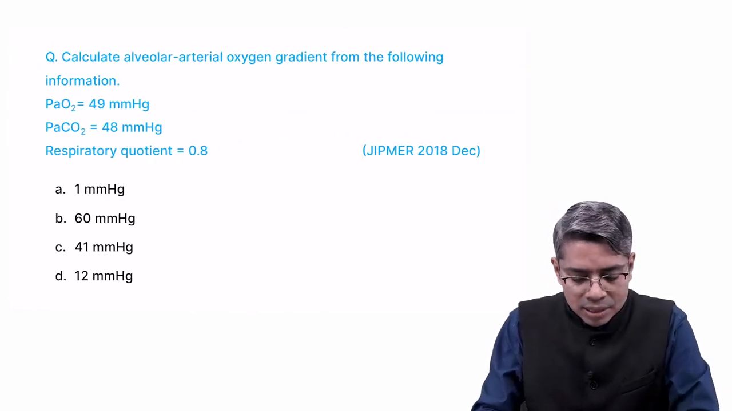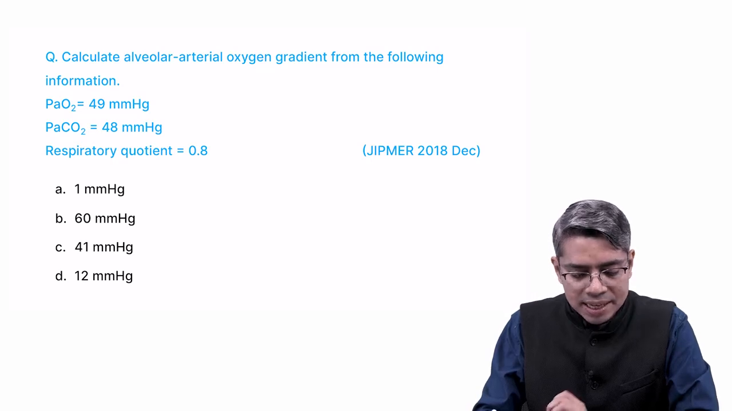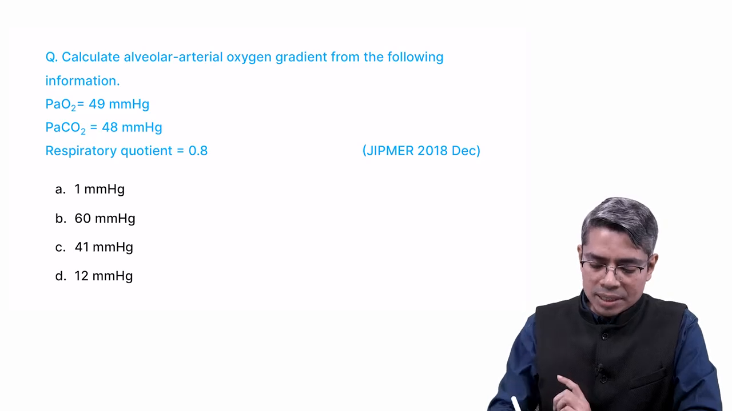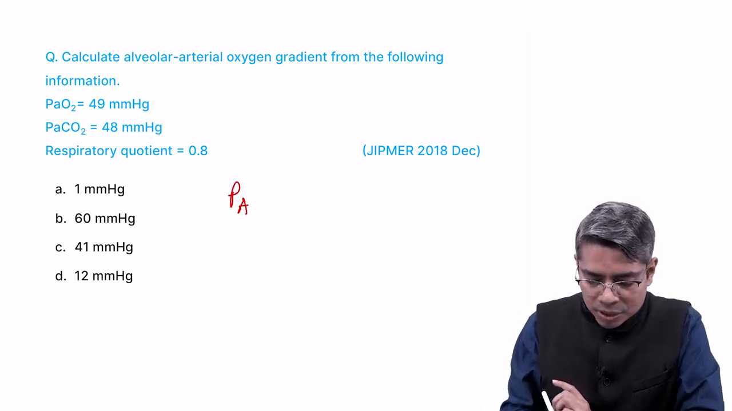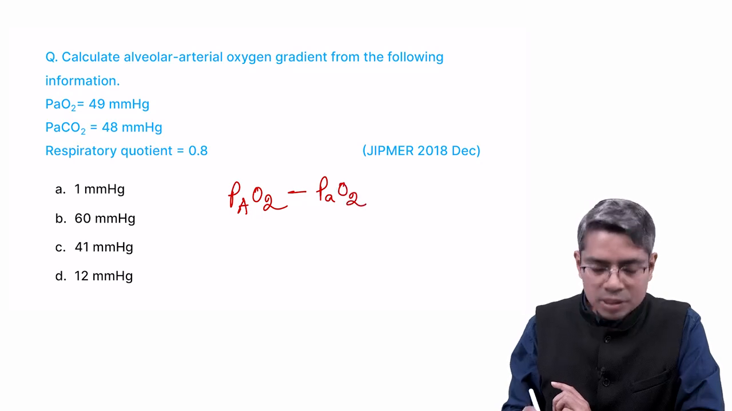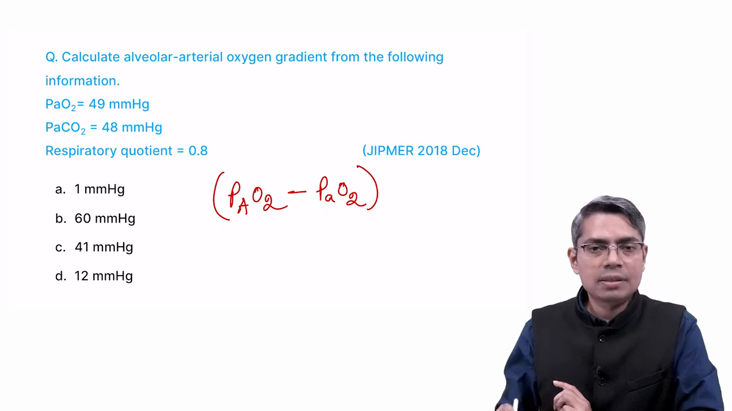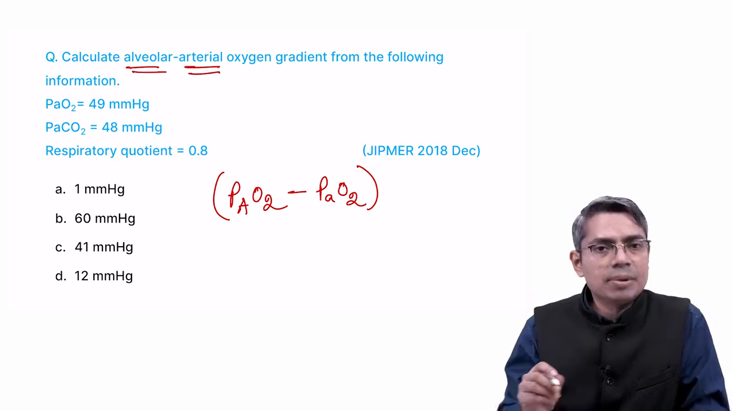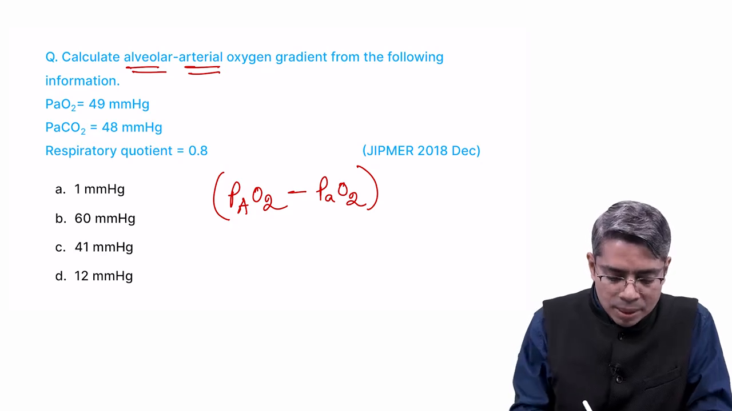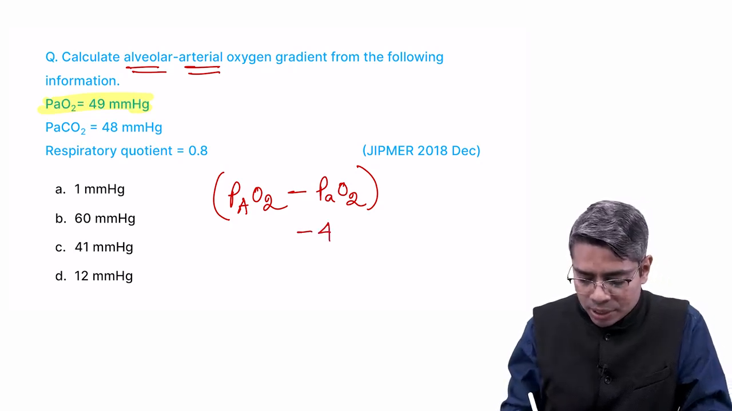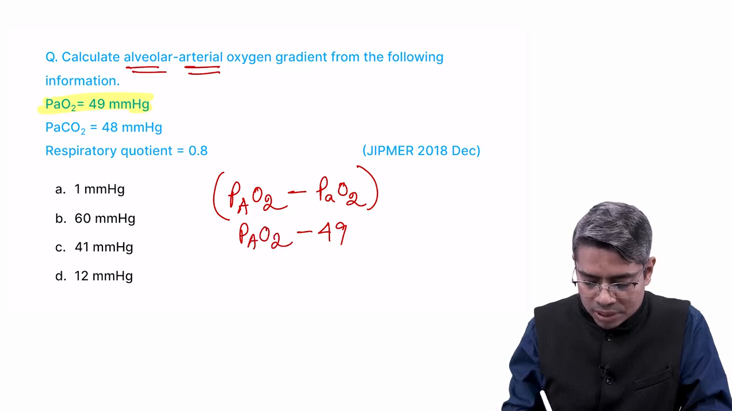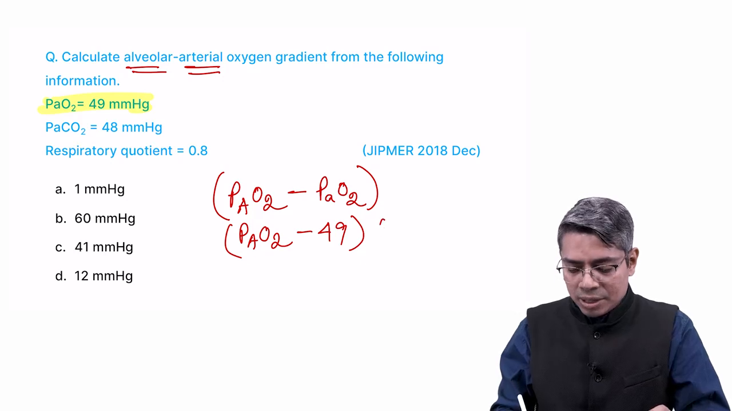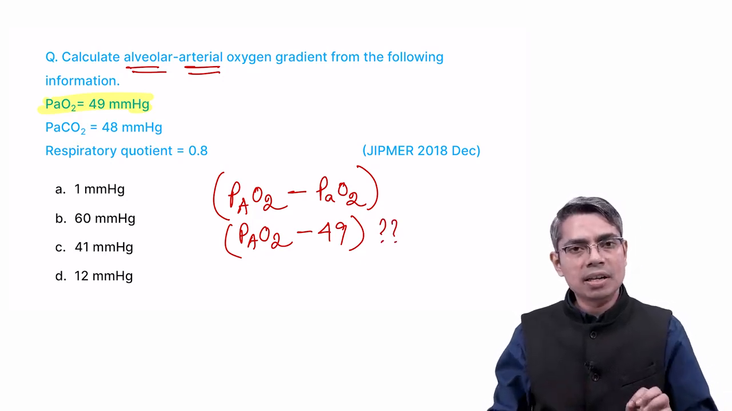The second question: calculate the alveolar arterial oxygen gradient from the following information. So what are we going to calculate here? We are going to calculate the partial pressure of oxygen in the alveolar gas, then the partial pressure of oxygen in the arterial blood, and the difference between these is known as the gradient of partial pressure of oxygen between alveolar and arterial blood. Now if you look at the values, the small a PaO2 is already given, that is 49. So you have to calculate the capital A PAO2, and only then are you going to find out this alveolar arterial oxygen gradient.